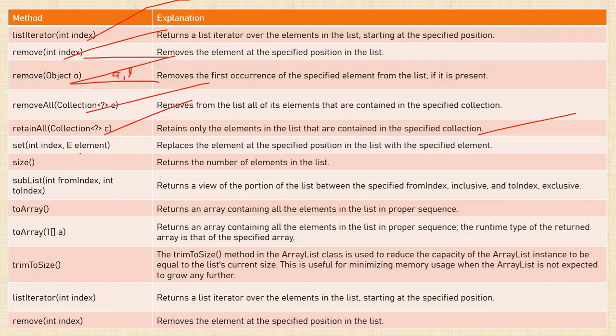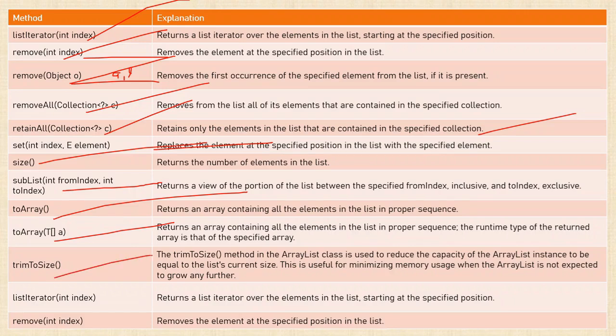Set is used to replace the data index wise. Size is used to check the size of your array list. Sub list lets you make a sub list from an index to the last index. We use to array to convert your array list to an array, in which type you want to convert.